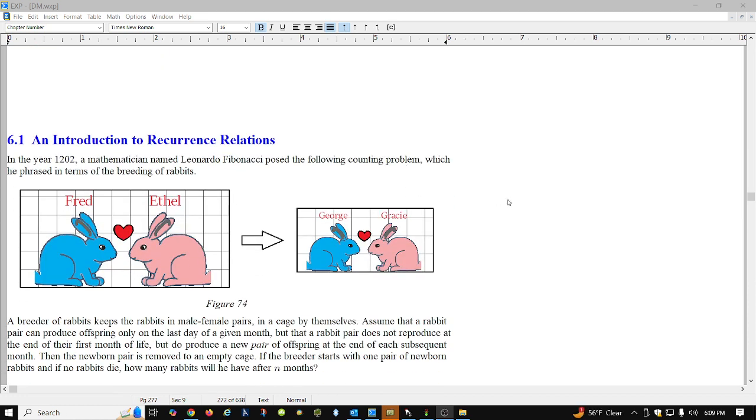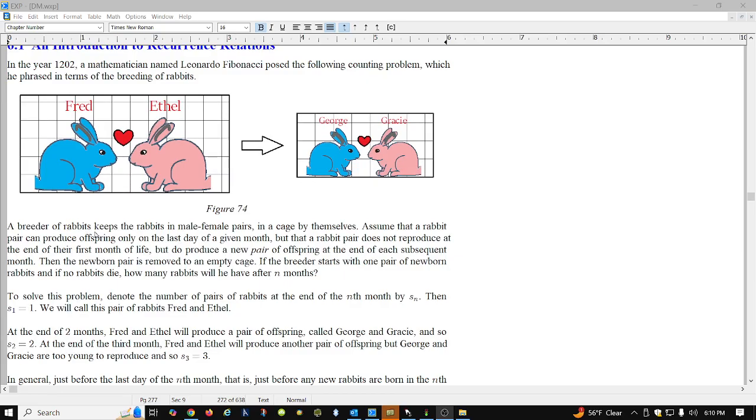In the year 1202, a mathematician named Leonardo Fibonacci, whom you may have heard of, posed the following counting problem, which he phrased in terms of the breeding of rabbits.